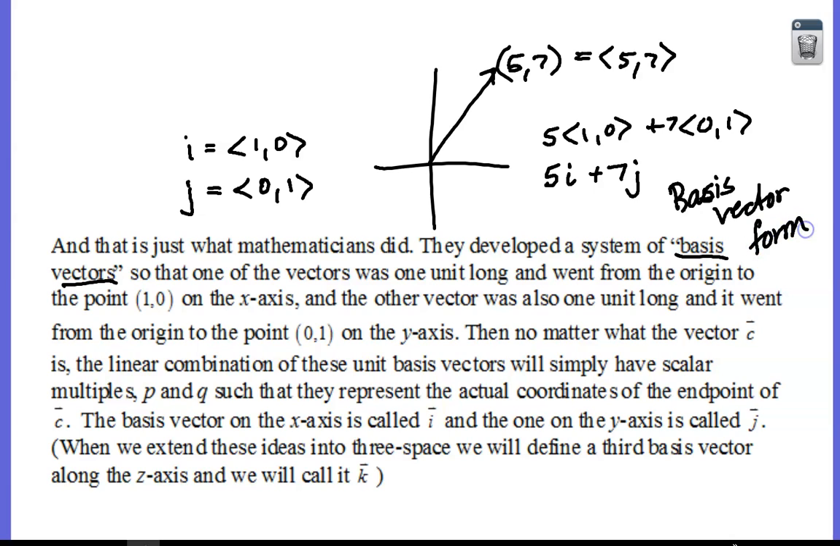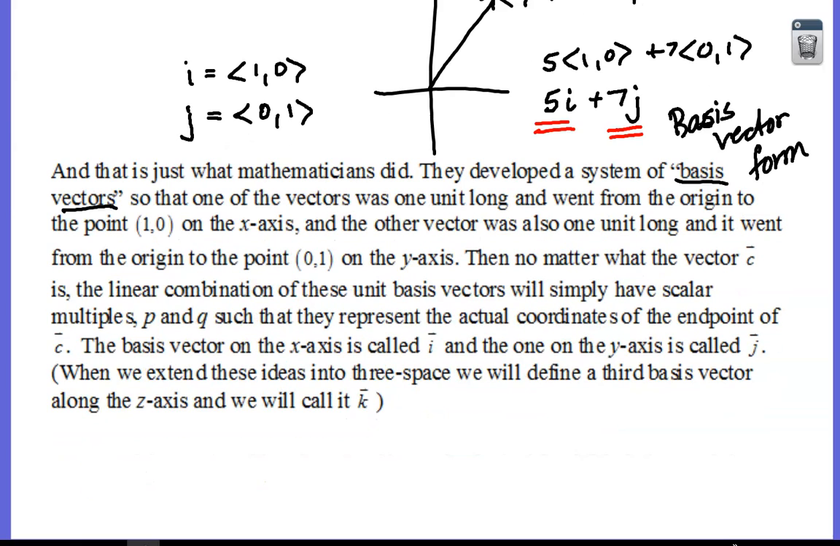It's different than component form because it splits up the two components and has the i and the j attached. So it's basically splitting up the horizontal and the vertical movement. Okay, this is called a basis vector. Eventually, when we get into 3D, we'll have a Z part to that, and the basis vector for that will be k, but we're not quite there yet.